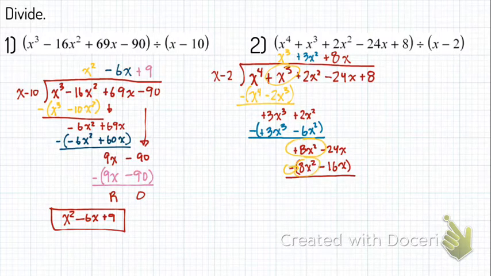asking ourselves, what's 8x squared minus 8x squared? It's 0, right? And then what's negative 24x minus negative 16x? Well, that is positive 8x, right? Bring down my last term, which is positive 8. I'm just bringing this all the way down, and you see how I'm staying organized. I'm trying to make sure everything is in the same line.